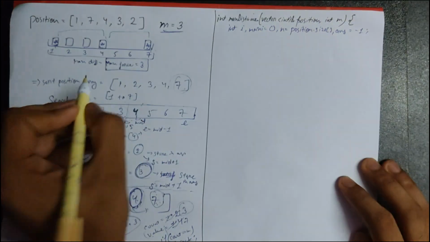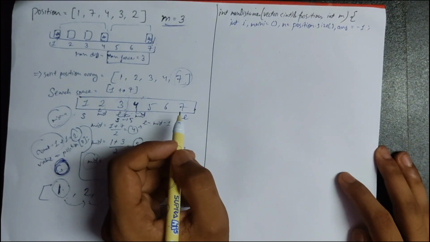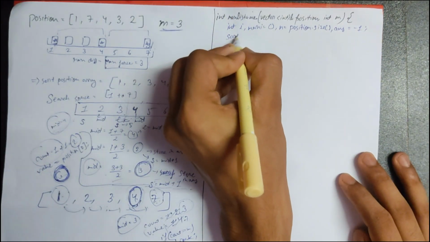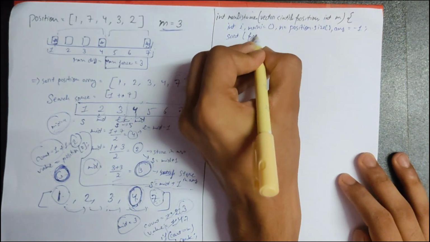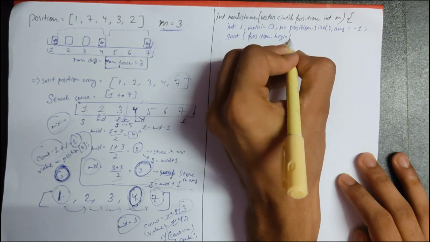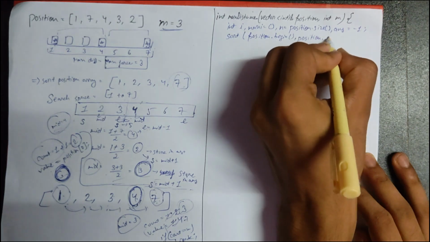So what we were doing is, we were first sorting this array. So we will just simply sort this array first. Let's write the function for sort, the position array, position dot begin and position dot end.